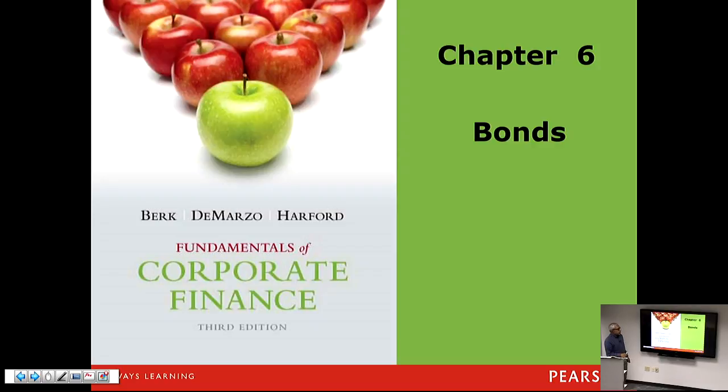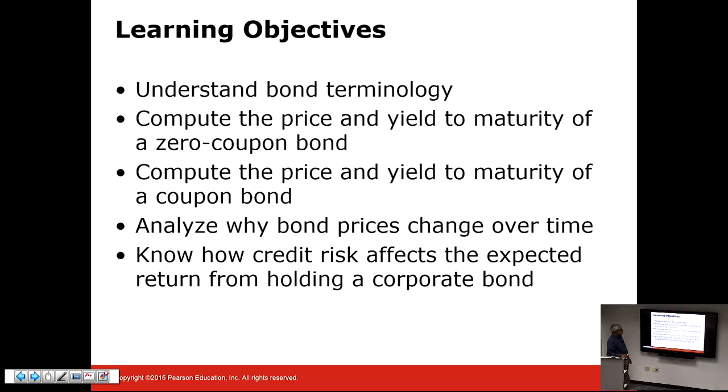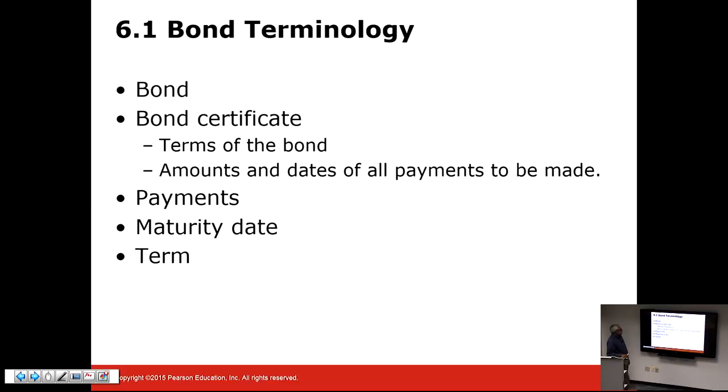So we're going to look at the chapter on bond pricing, chapter 6. What we're going to look at is, first of all, what is a bond? What are the terms of the bond contract? What are the elements of the contract that we can use to price our bond?